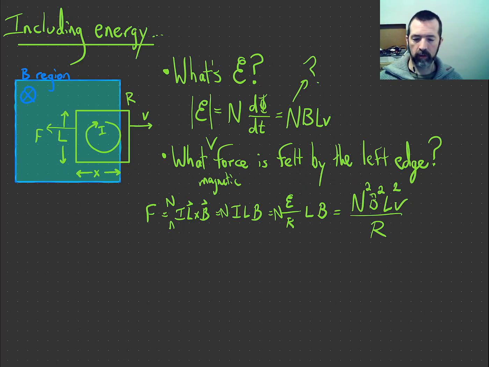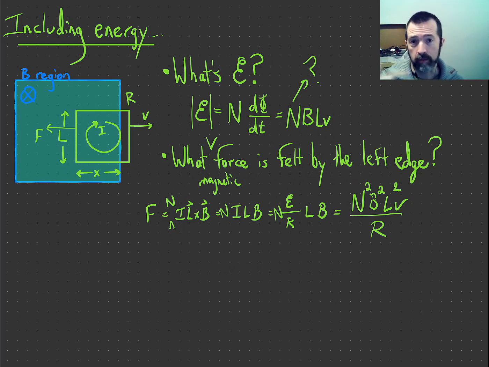So if the loop, say, had some initial velocity v, I know that instantaneously speaking, there's going to be a magnetic force with this magnitude acting to the left. If there are no other forces of any kind, that means that the loop is going to be slowing down. It's going to be moving to the right, but there's a force to the left, which would slow it down, so it'll gradually come to a stop.